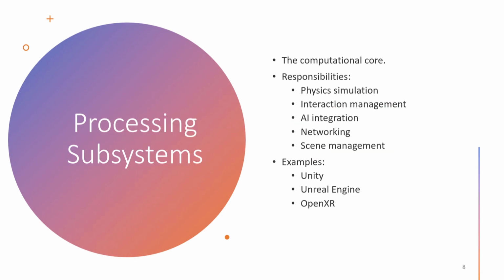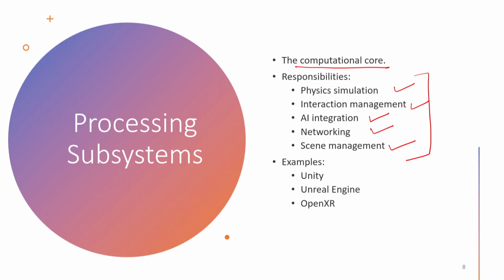The typical processing subsystems in XR include the computational core. Its responsibilities are to carry out simulation of the physics based on your movements. It will help you manage the interaction. The processing systems may also include AI integration or networking. So, for instance, getting on the internet and managing the scenes. So, typical responsibilities of the computational core are physics simulation, interaction management, AI integration, networking and scene management.